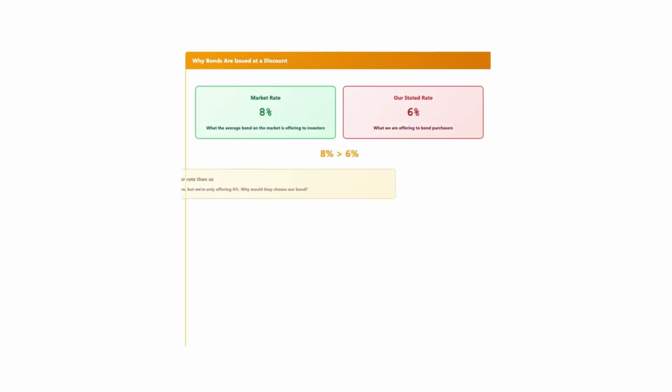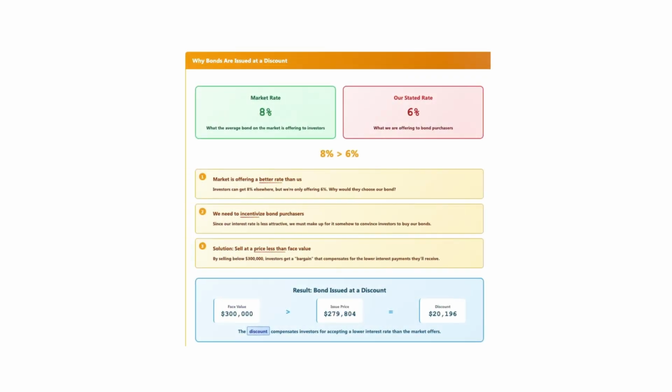We see that we have a discount because we are issuing the bond for less than $300,000. The other reason that tells us it's a discount is that the market rate is better than the stated rate. The market rate is what the average bond on the market is offering, stated is what we are offering. So if the market's offering a better rate than us, we then need to incentivize the bond purchasers by selling it at a price less than the face value.